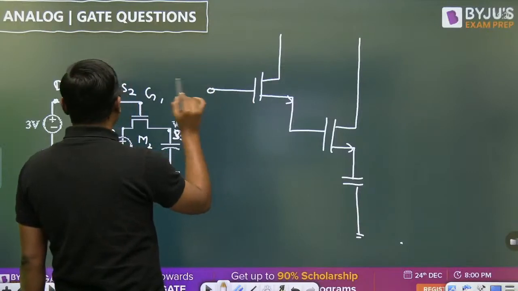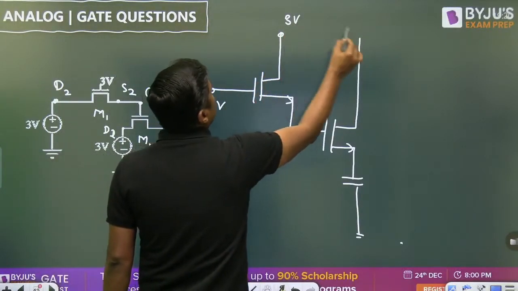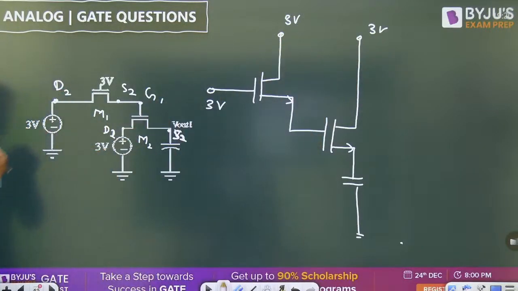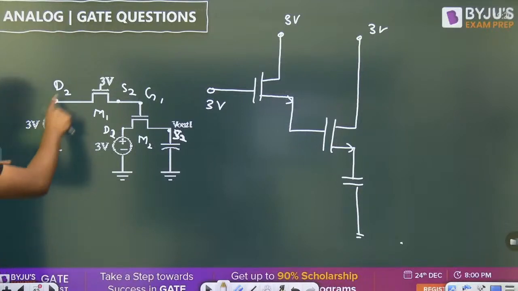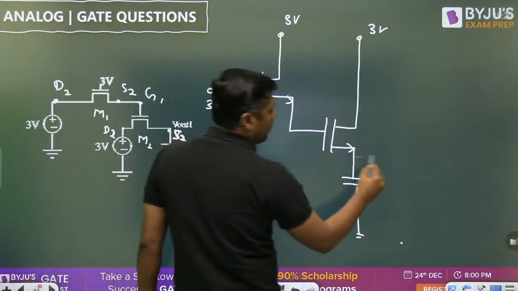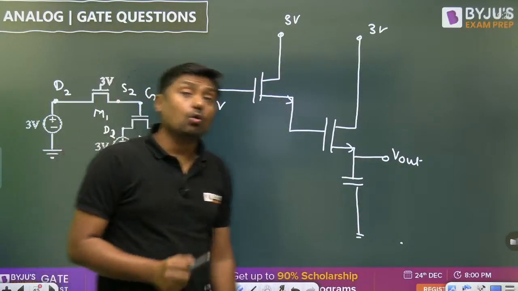This is the standard diagram. This is given as 3 volt. Both are connected. This is 3 volt, that is 3 volt, and this is connected here, and that is the actual diagram. Here we want V out.